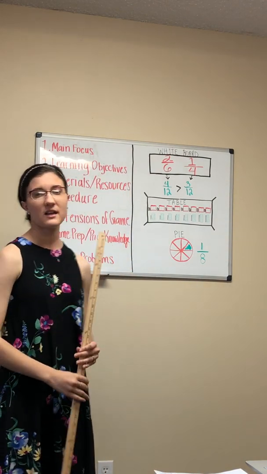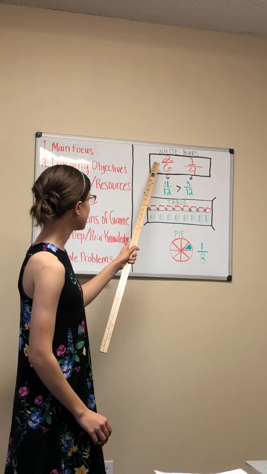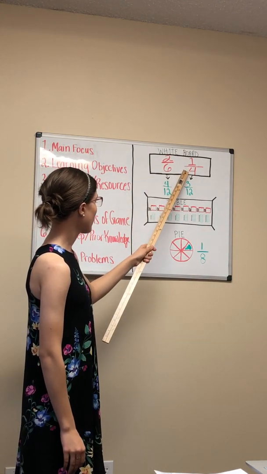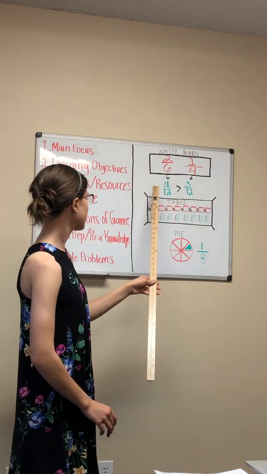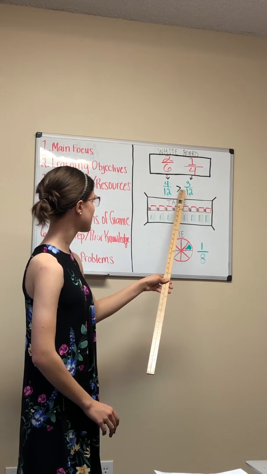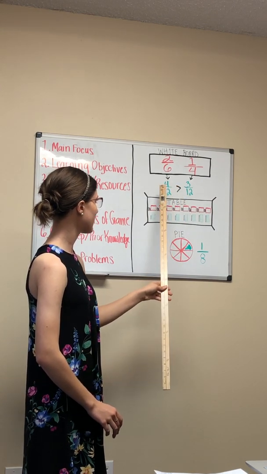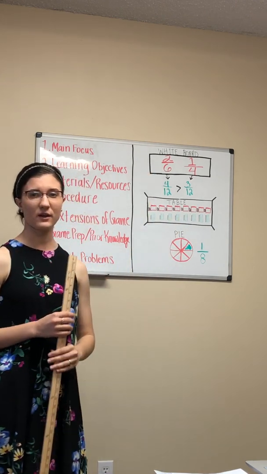And number 7, some sample problems. One example of a sample problem you could use is 2/6 and 1/4. The correct answers once converted would be 4/12 and 3/12, 4/12 being the greater fraction of the two. This is an example of a problem that you could use in your game.